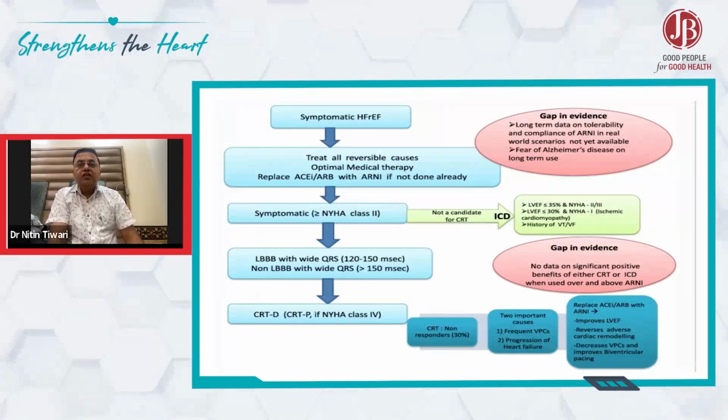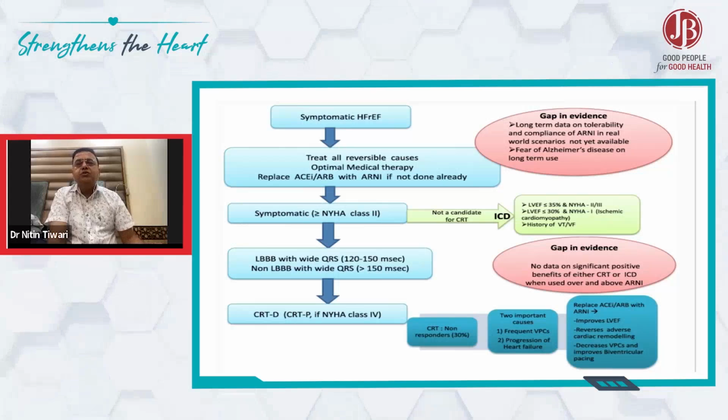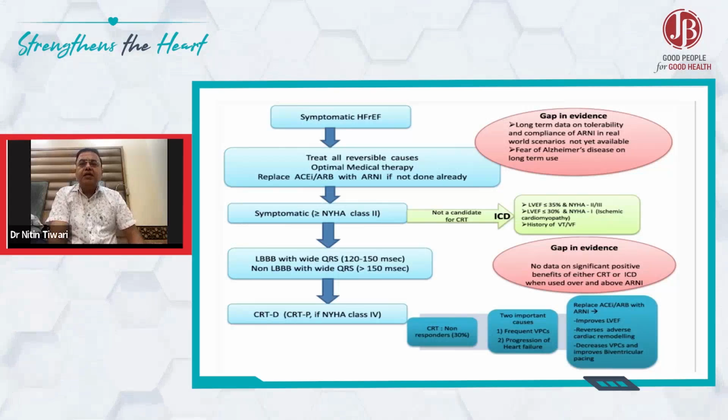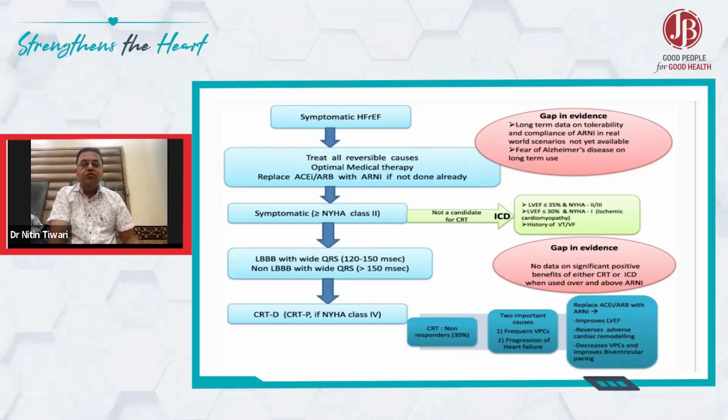If a patient has symptoms because of HFrEF, treat all the reversible causes like beriberi, selenium deficiency, thyroid disease, or so many other reasons. But if the patient is still symptomatic with NYHA class 2 symptoms, LBBB is there, and especially if the QRS is broad, 150 milliseconds or more, you can put a CRT to improve the ejection fraction of the patient. But if the patient is symptomatic, the QRS is narrow, and ejection fraction is still less, 30-35%, you can add an ICD to such patients.